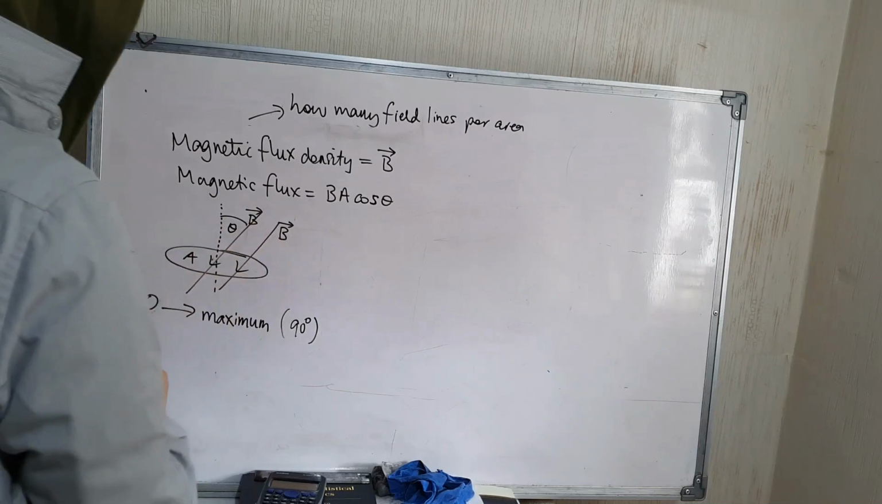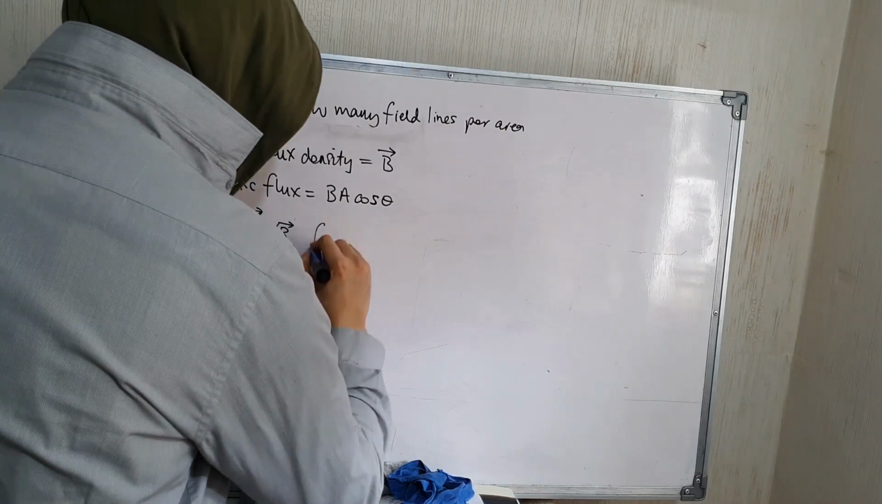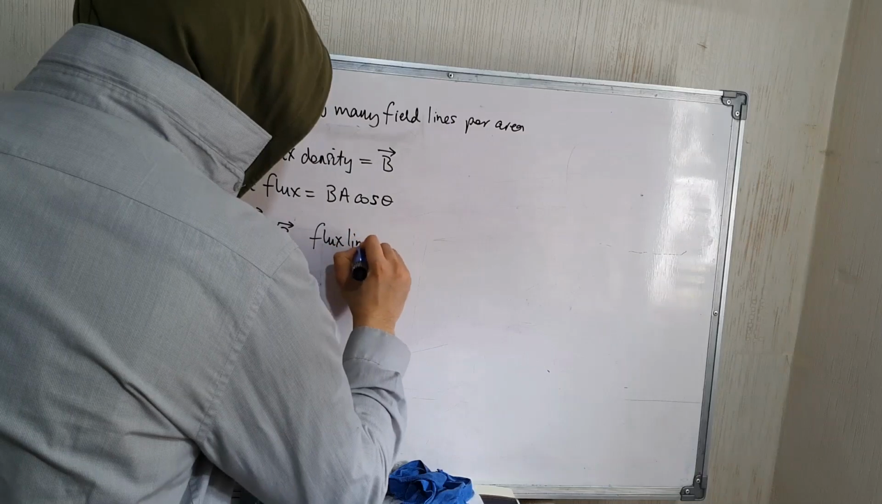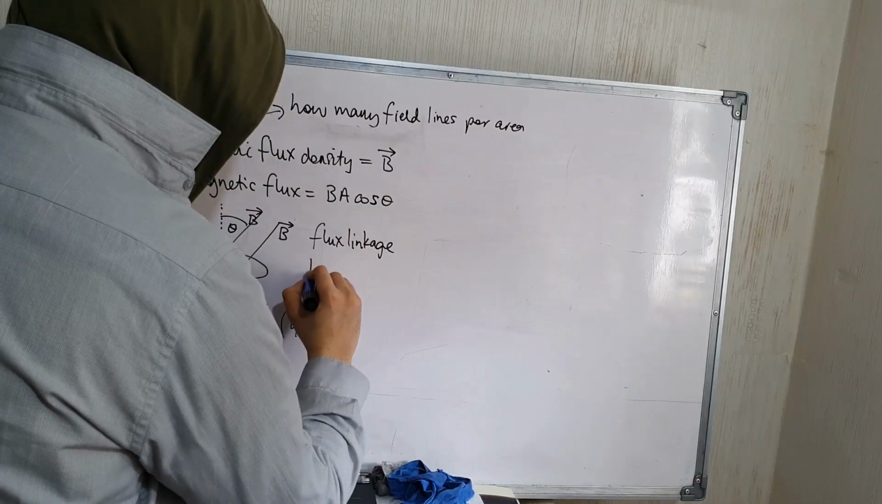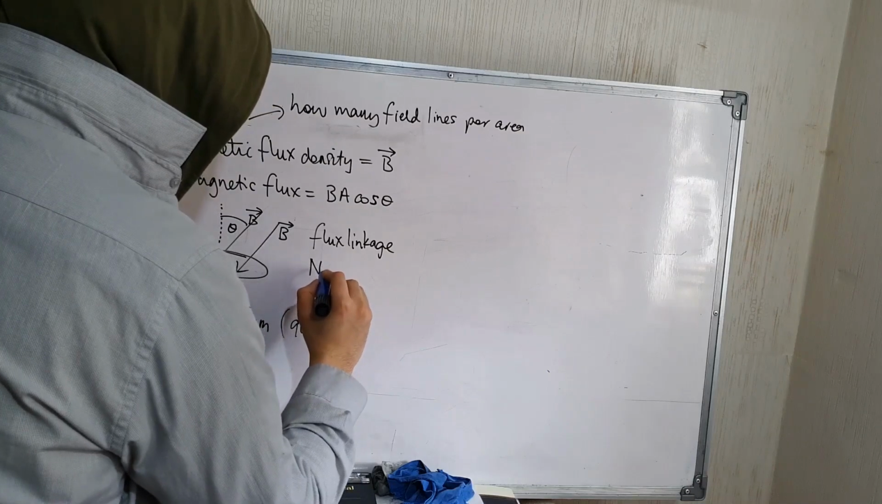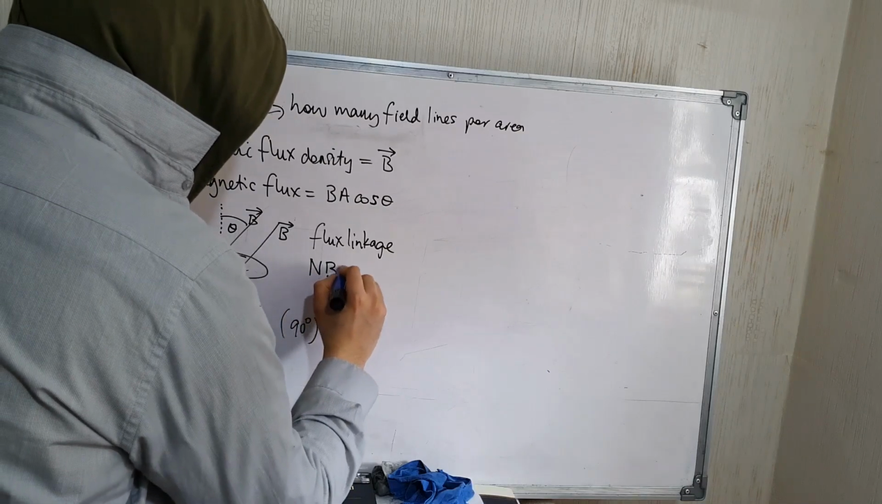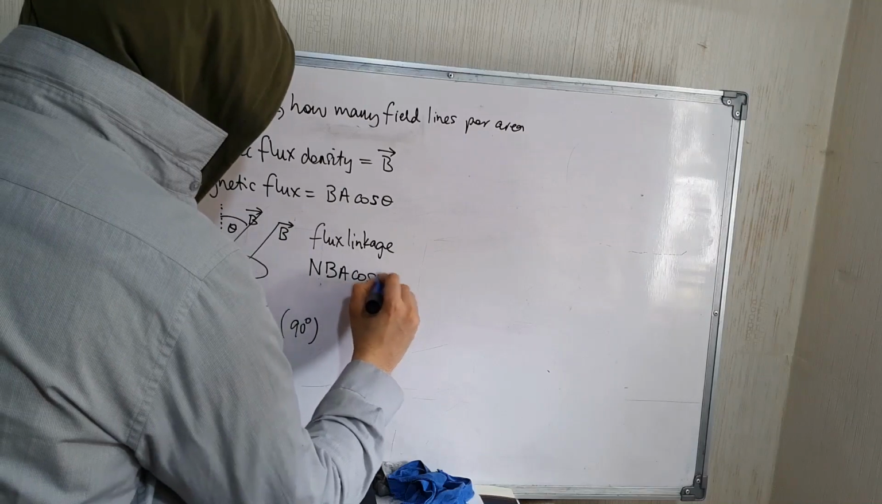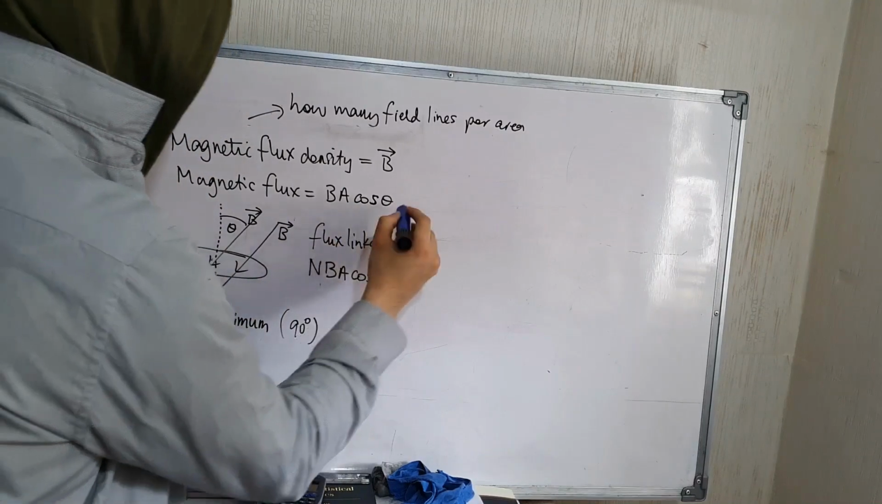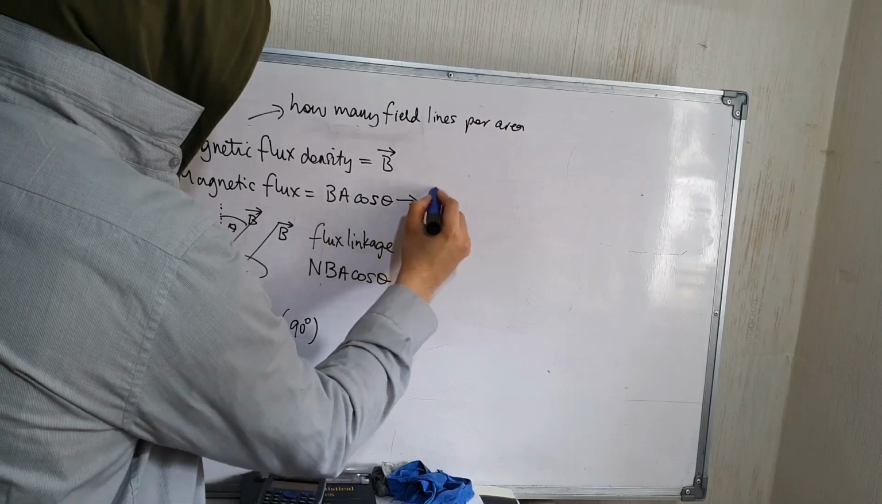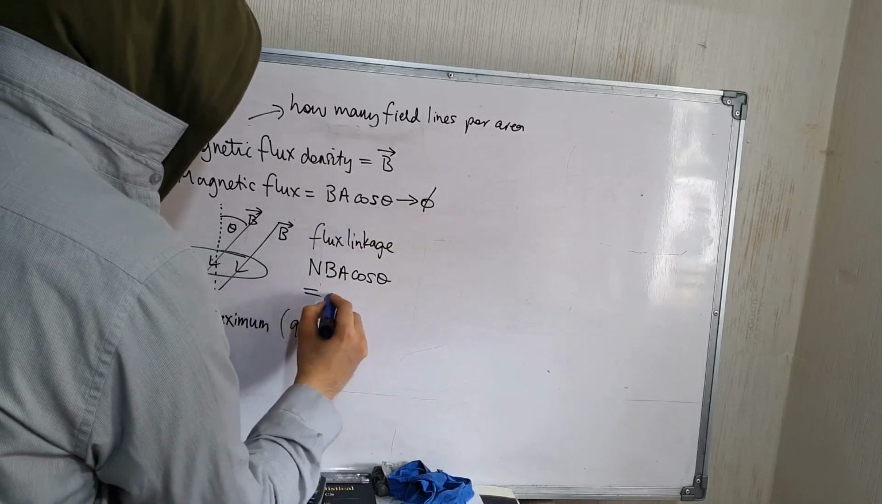Let's talk about the flux linkage. Flux linkage is the number of coils times BA cos theta. So N is the number of coils. Now, another symbol for magnetic flux is phi, so you can also say that it is N phi.